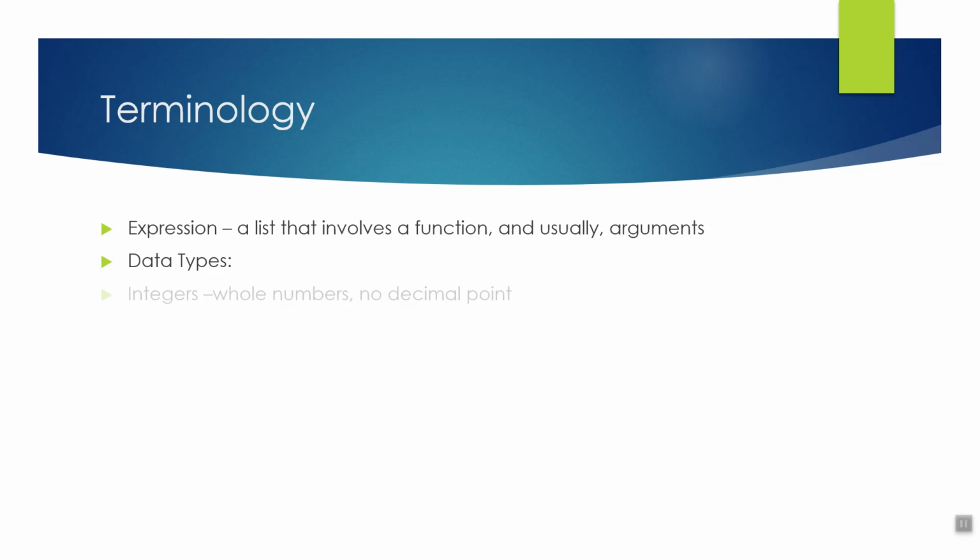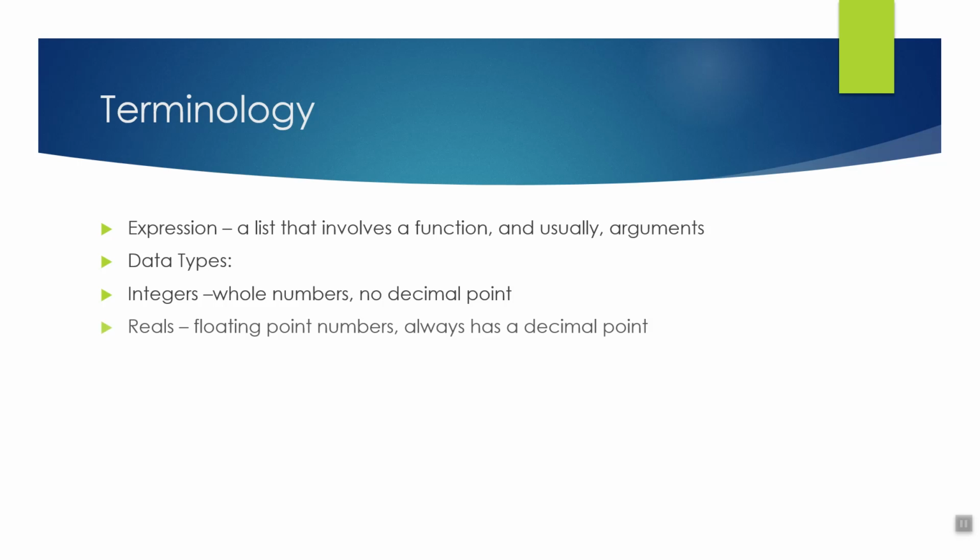There are a few different data types. First of all, there are integers, which are whole numbers with no decimal points. Think counting numbers 1, 2, 3, 4, 5, or like rows and columns in an array. You can have a whole row, but you can't have a half a row. It wouldn't make sense to have 3.5 rows in an array.